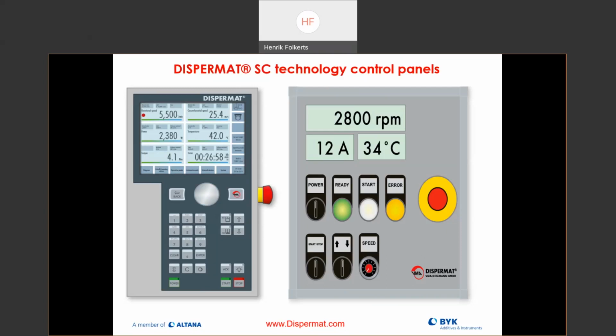So if my viscosity goes down or my product gets thinner, then my speed will increase because I'm maintaining the 1,000 watts of energy. If my material gets more viscous during my dispersion process, then obviously my speed will decrease because I'm still maintaining the 1,000 watts of energy.